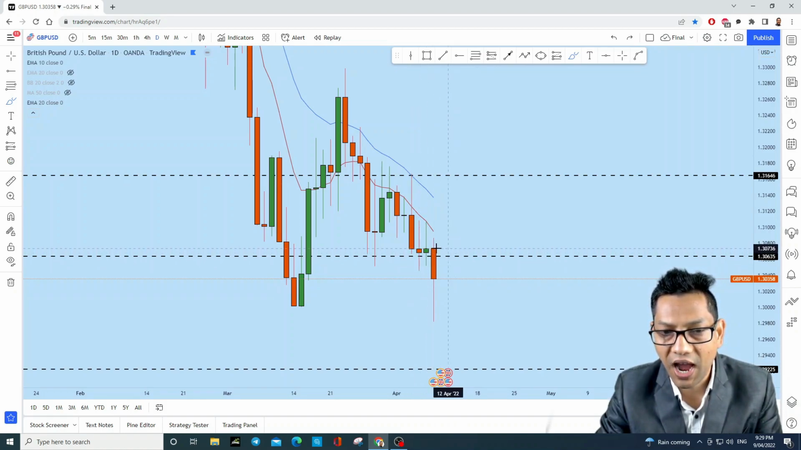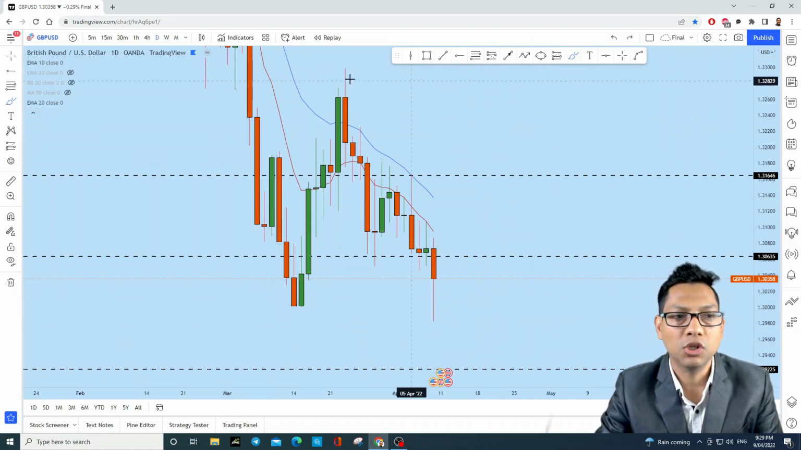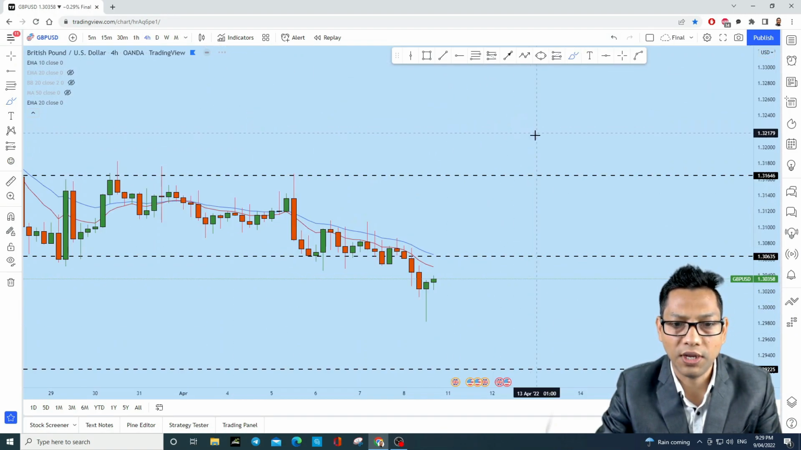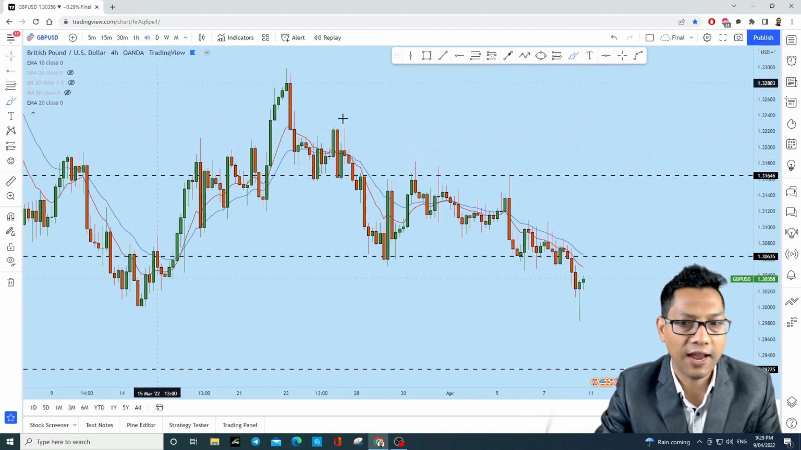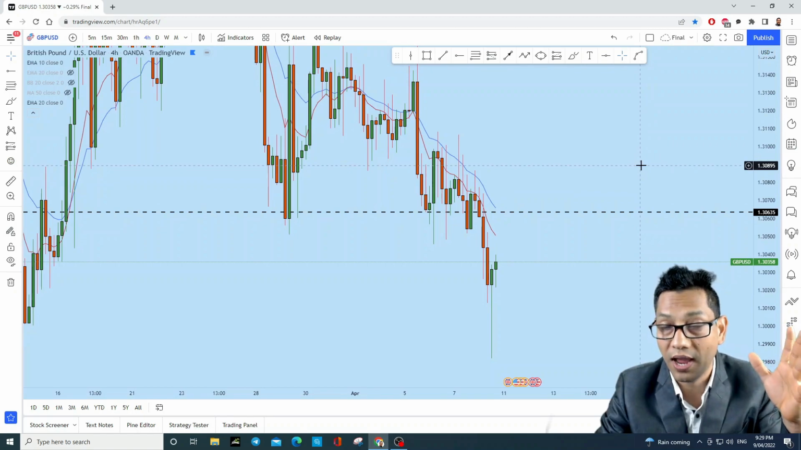This is a very high liquidity zone, and I think that the price will rise up to this level a little bit and then will drop again to the downside. So let's see on the 4 hour how it looks, and this is what is likely to happen in the new trading week. That's what I believe.